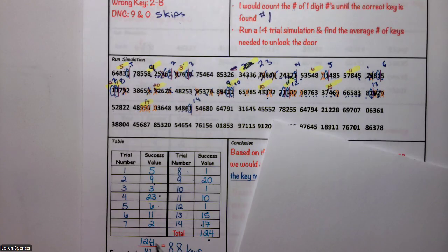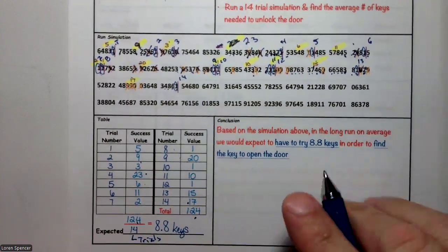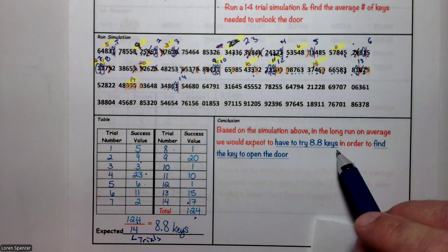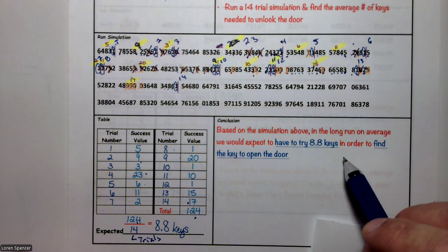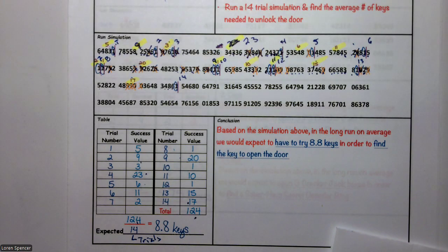Well, 124, remember, we're dividing by the number of trials, gives us 8.8 keys. So based on the simulation above, in the long run, we would expect to have to try 8.8 keys in order to find the right key to open the door, which in our case happened to be key number 1.